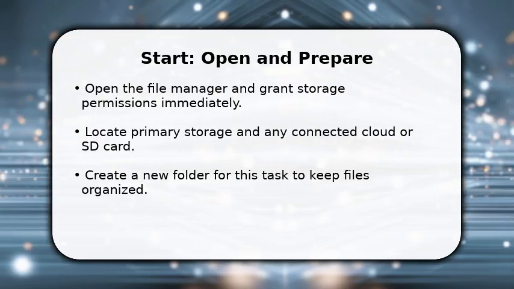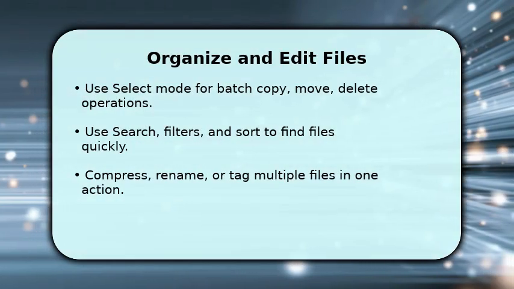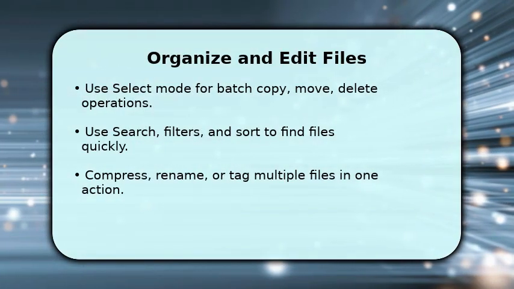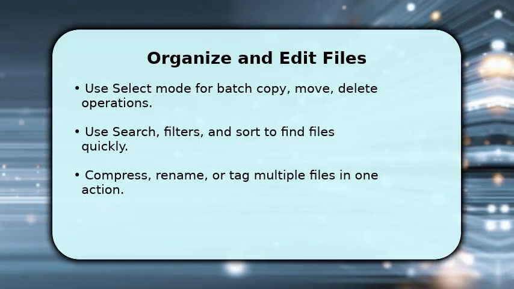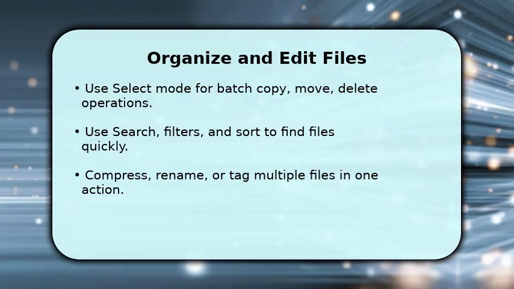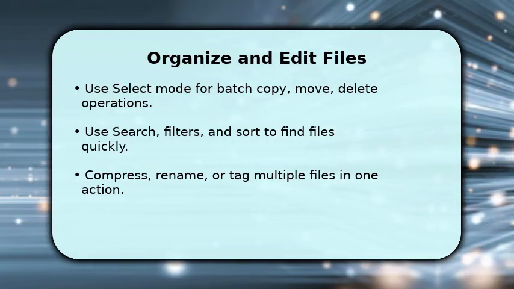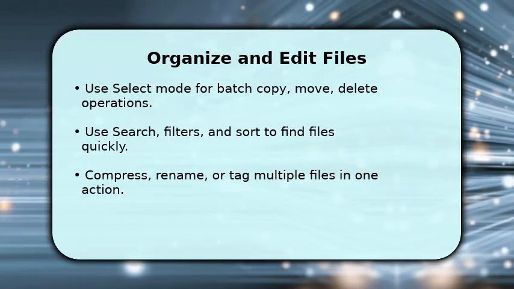Long press one file to enter select mode, then choose multiple items to copy, move, or delete in bulk. This saves time. Use search with filters and sort by date or size to narrow results, and apply compression or rename batches when you need smaller archives or consistent file names. Once done, verify file locations by opening a sample.